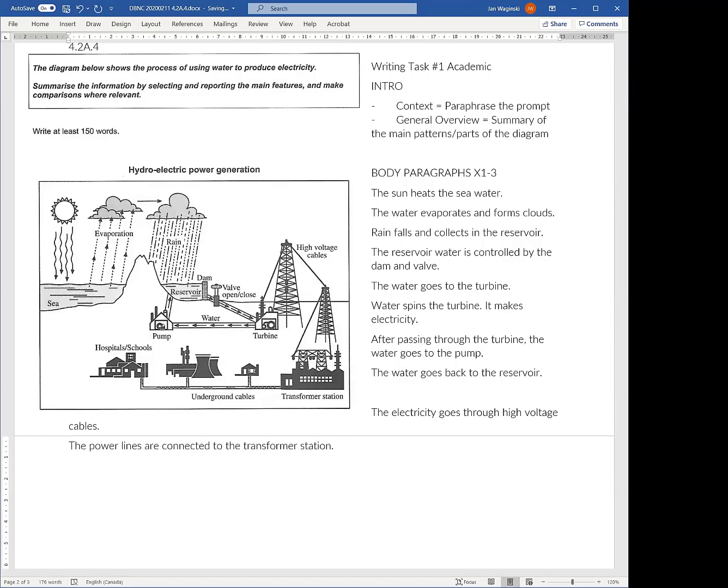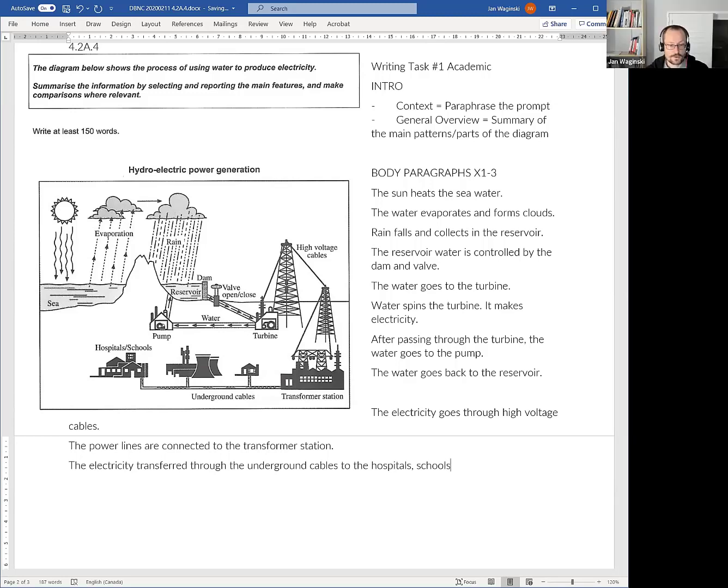Okay, and then the electricity is transferred through the underground cables to the hospitals, schools, or urban or suburban areas. I don't know. Can we use urban and suburban areas? Well, there's nothing about urban and suburban areas, just hospitals and schools, yeah.